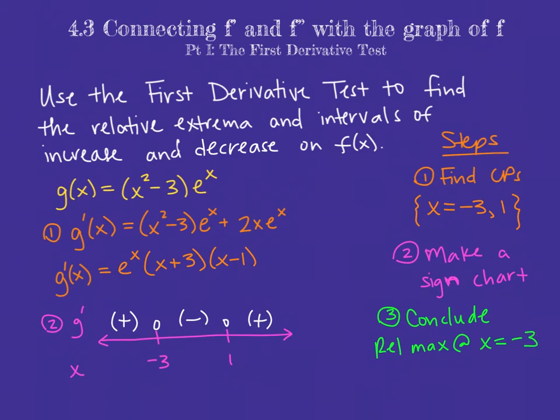In order to find what that relative maximum value is, you can plug negative 3 back into this original function. So it looks like we'll have 9 minus 3, or 6, times e to the negative 3. So it's 6 over e cubed.